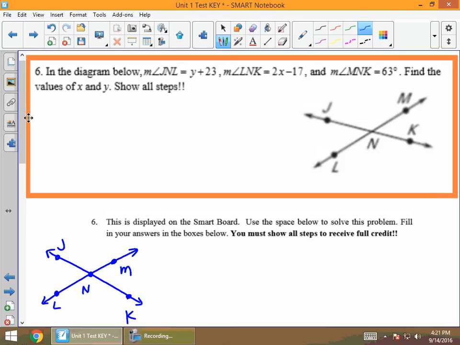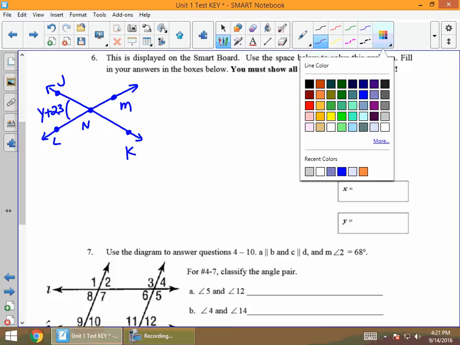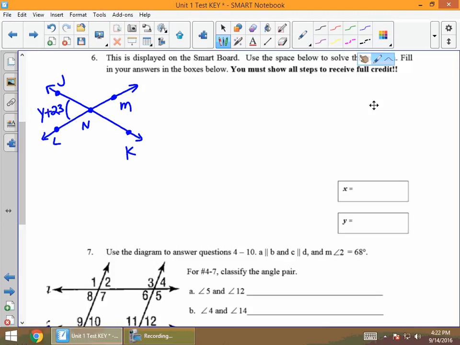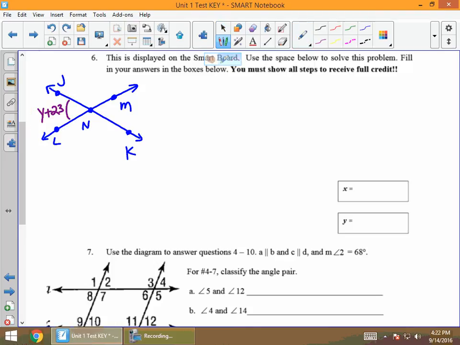So angle JNL. That is, as I look at these, if I think of a left angle, top, right, and bottom, JNL is my left angle. It is equal to y plus 23. So over here, this angle is y plus 23. Actually, let me change colors. Oh, come on. Maybe not. All right, let's try this again. And there we go. Now it changes. All right, so that's y plus 23.